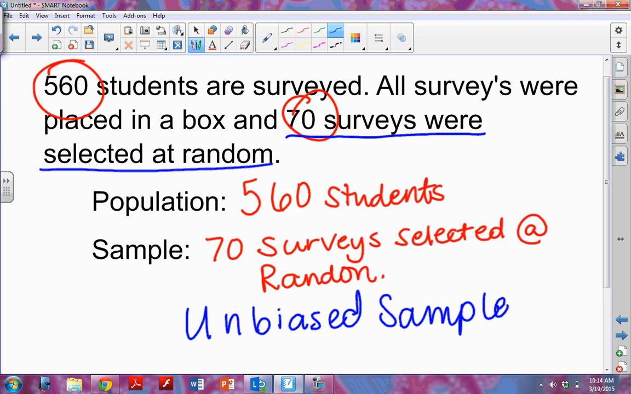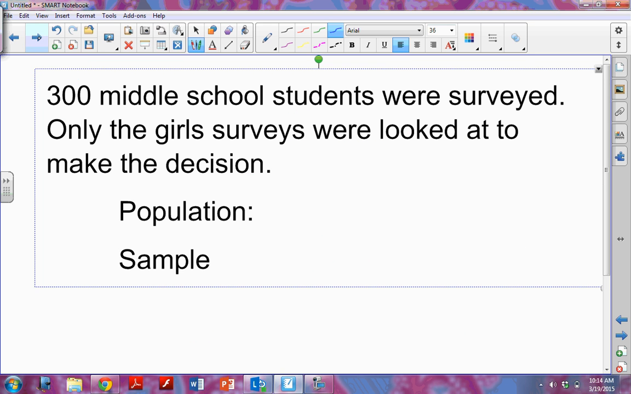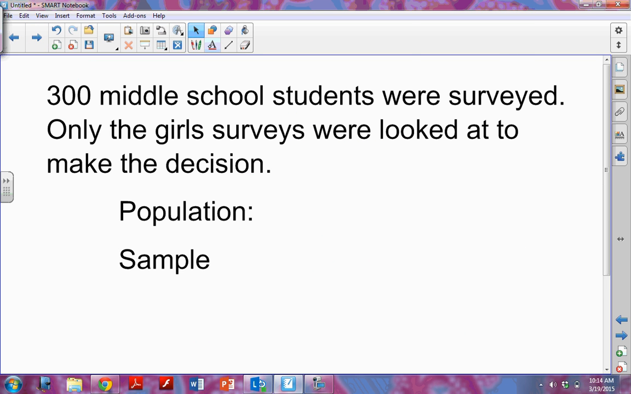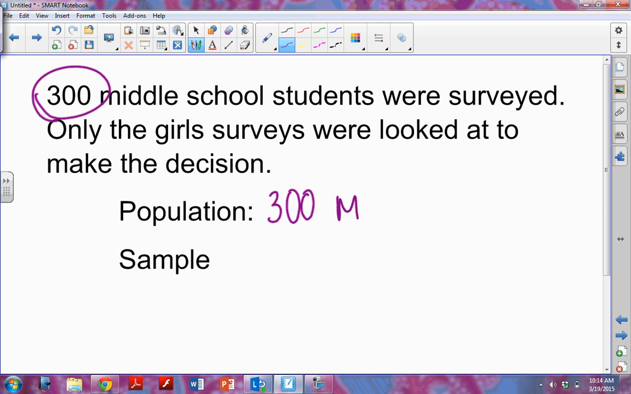Let's take a look at one more example to make sure we understand what's going on. So now, let's get rid of the box. So here we go. This one says 300 middle school students were surveyed. Only the girls' surveys were looked at to make the decision. So I'm going to circle my number. So I only have one number, so I know my population is going to be the 300 middle school students. It's always important to keep the units with your numbers, because otherwise you could be talking about 300 elephants, 300 ducks. You want to make sure that it's conveying the right message.